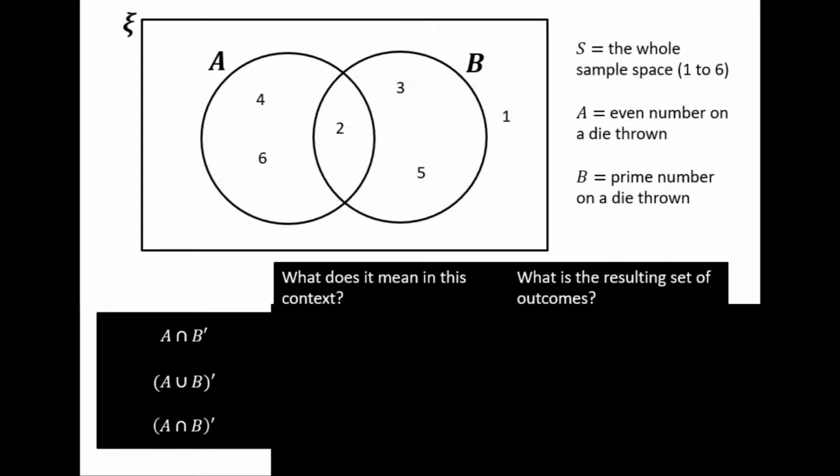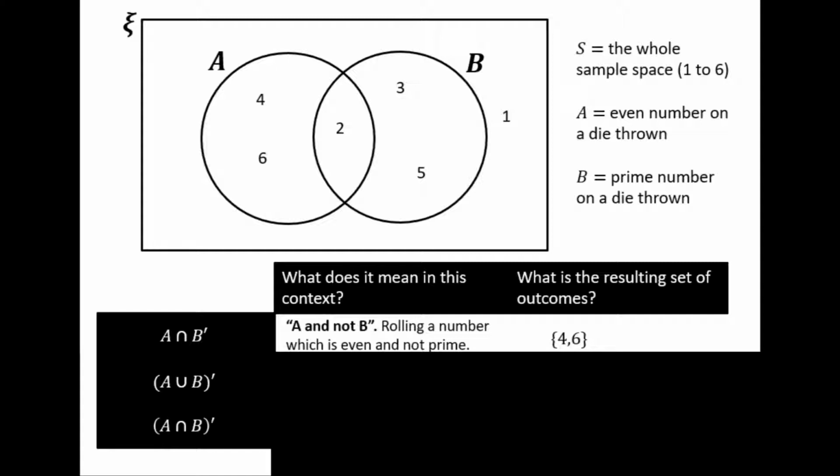Okay, let's try and mix it up a little bit now. A intersection not B. What does it mean in this context? It means an even number that is also not a prime number. So an even number and not a prime number.